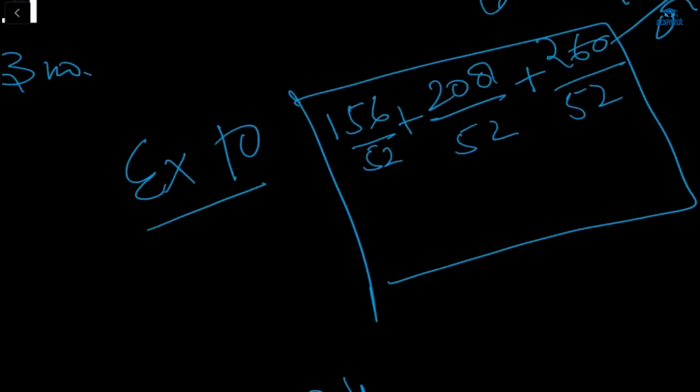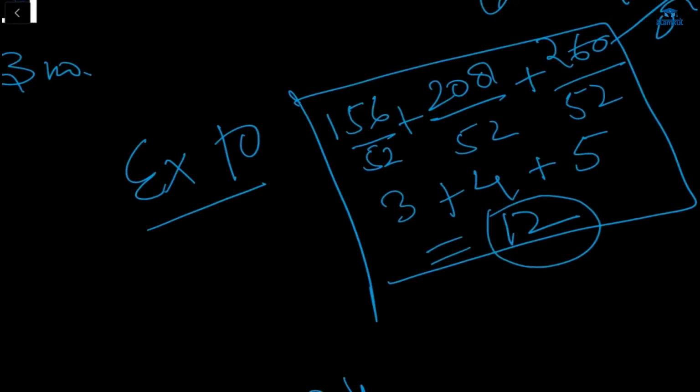Now, if you divide 156 by 52, you'll get 3, plus 208 divided by 52, you will get 4, plus you will get 5 here. Okay, so what will be the answer? 12. So 12 buses will be required to accommodate all the students, with an equal number of students in all the buses. Understood? Any doubt in this question, Rudroniya?